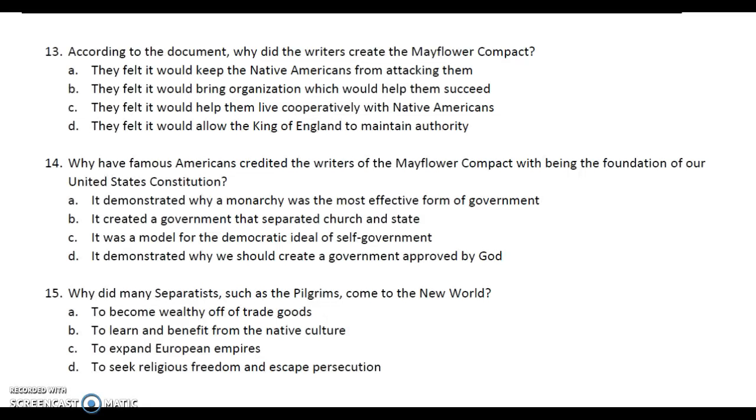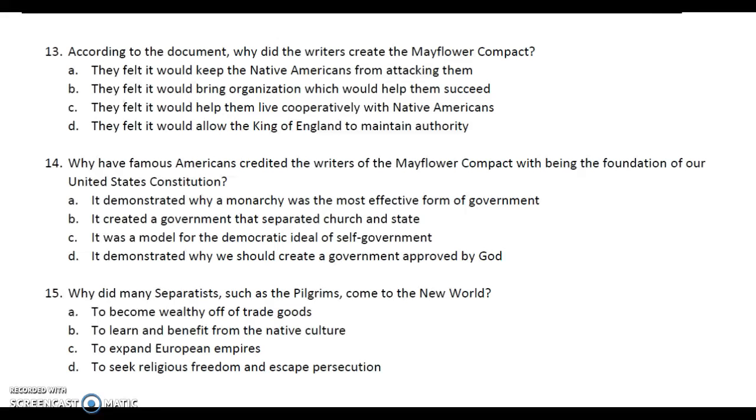Number 14. Why have famous Americans credited the writers of the Mayflower Compact with being the foundation of our United States Constitution? A. It demonstrated why a monarchy was the most effective form of government. B. It created a government that separated church and state. C. It was a model for the democratic ideal of self-government. D. It demonstrated why we should create a government approved by God.